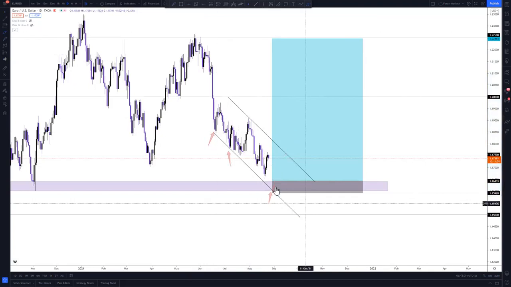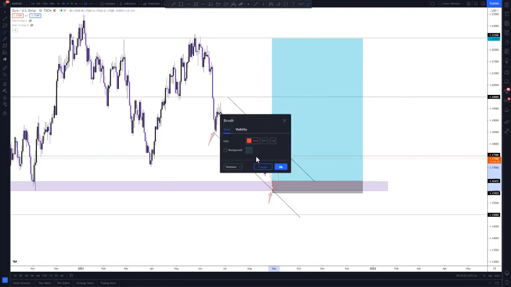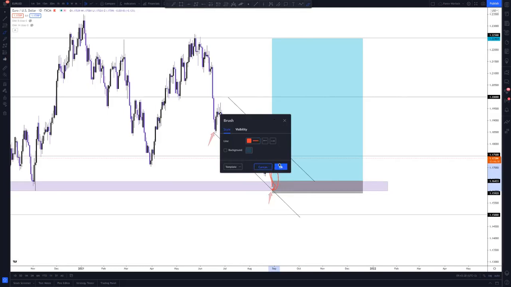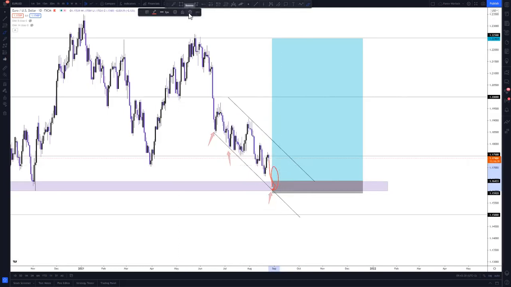I want price to come back here, which is the area I will be looking for opportunities, which is around there, right? So now, as you can see, I'm waiting for a third tap right here, right? Which is first, second, and third. I'm waiting for a third tap.